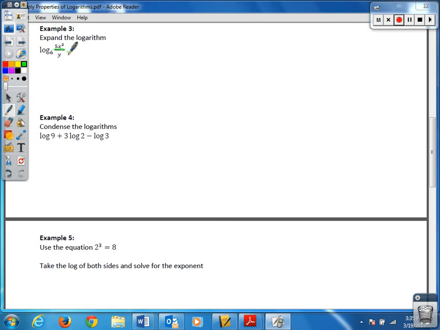So on the top of the fraction, we have 5 times x cubed. So we can write that as the log base 6 of 5 plus the log base 6 of x cubed. Then we have divided by y, so we can minus log base 6 of y.